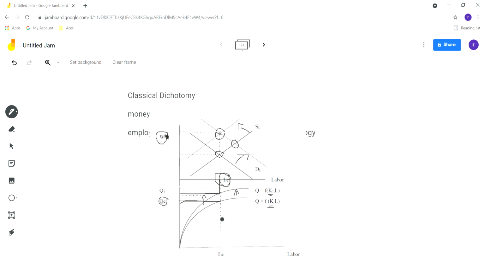So we have seen that the nominal variable was not able to influence real variables. It only led to changes in the nominal variables, whereas real variables like output and employment changed. Output changed due to changes in the capital stock. So this is the idea of classical dichotomy.